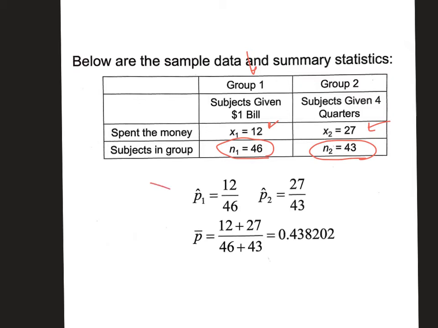So my p hat for the first group is there. My p hat for the second group is there. This is the pooled p, because you just add the two numerators, add the two denominators. There's your pooled p right there, which is a big deal.